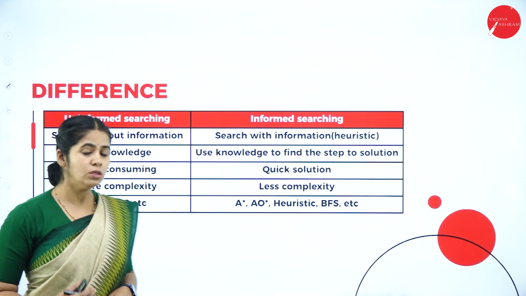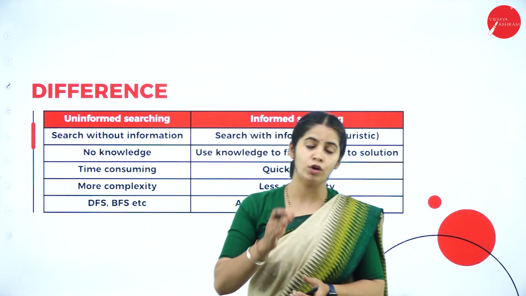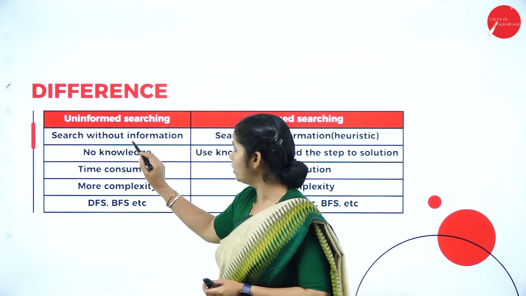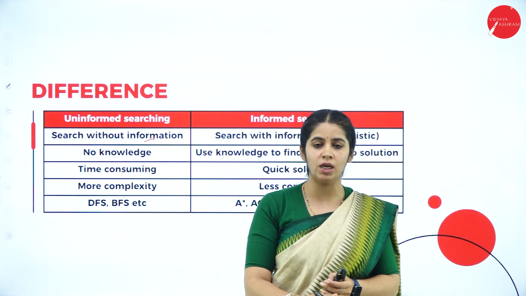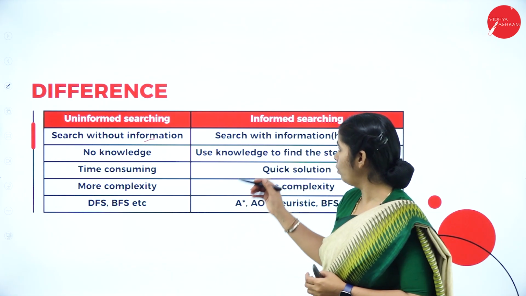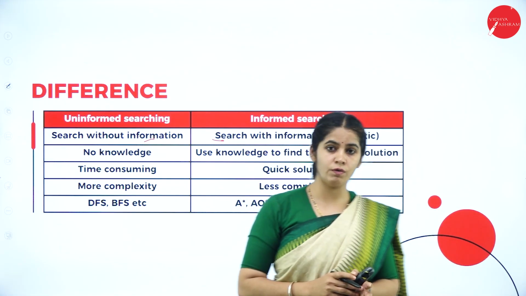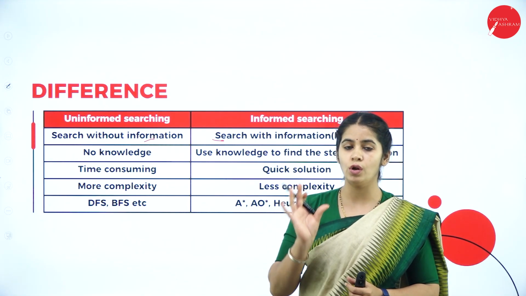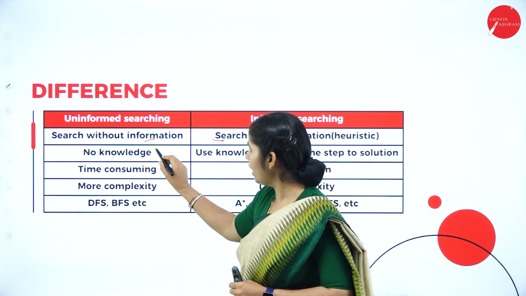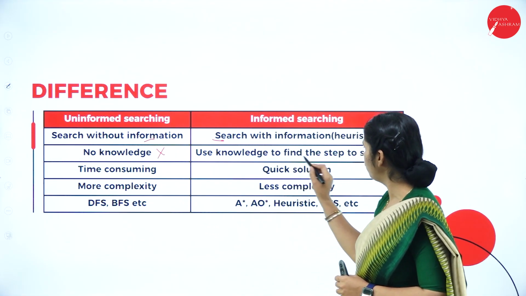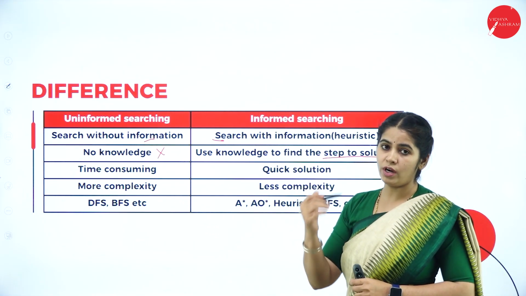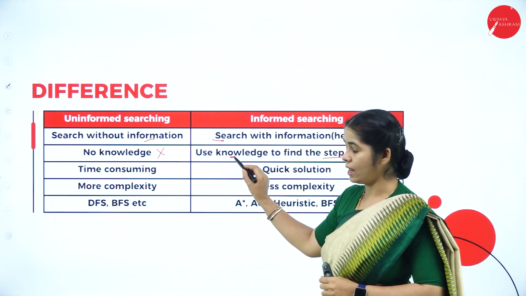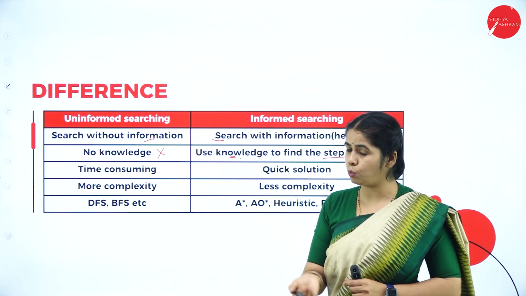Coming to the difference between uninformed search and informed search. Uninformed search is search without information, as the name itself indicates; we are searching without any information. Informed search is searching with information, and that information or knowledge is called heuristic. In uninformed search we don't have any prior knowledge, while in informed search we use the knowledge to find the steps of the solution. The steps will be taken based on the knowledge it has.